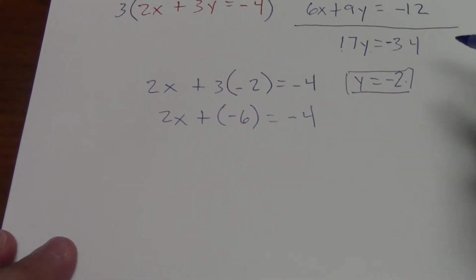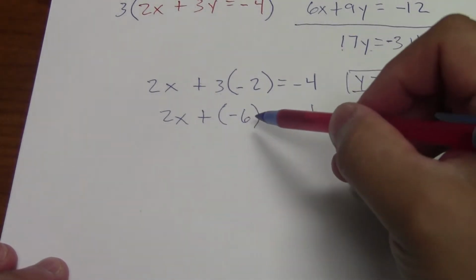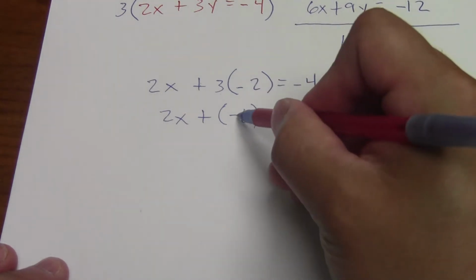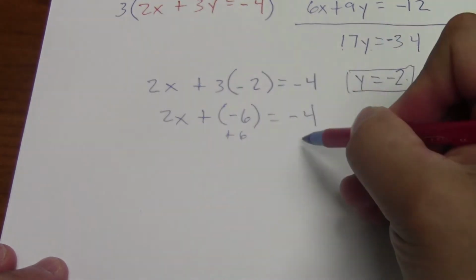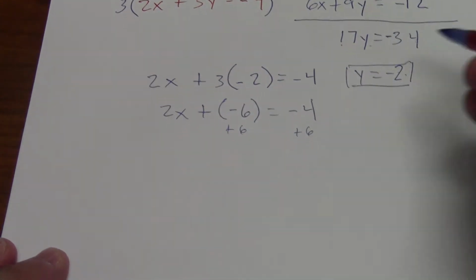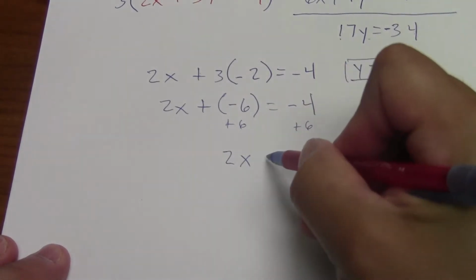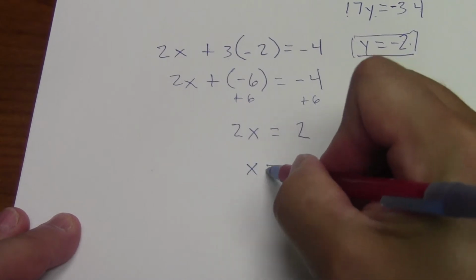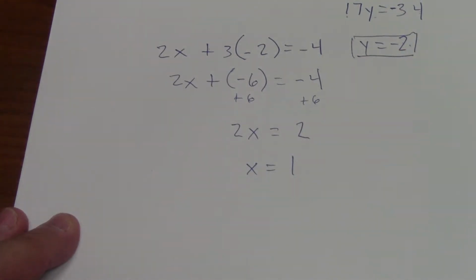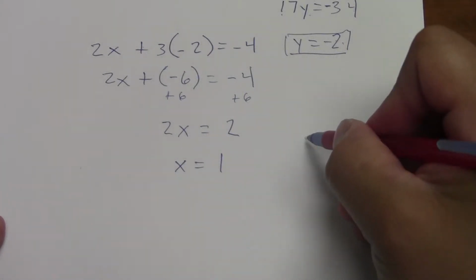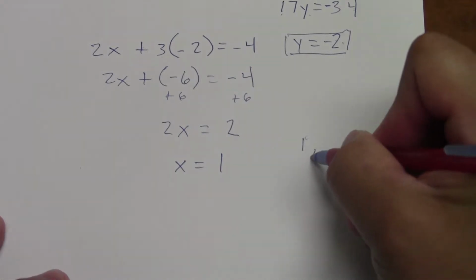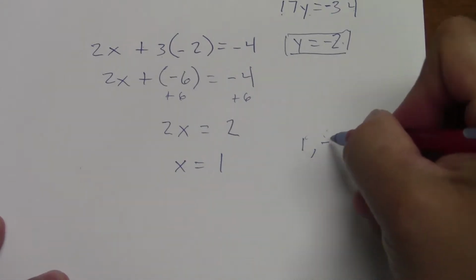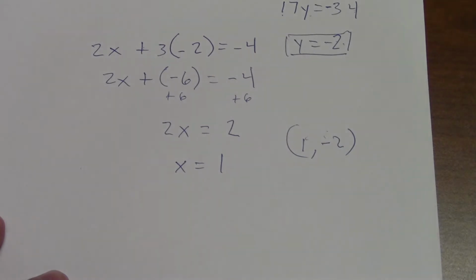All right. I want to get rid of numbers on this side of the equal sign. So there's a negative there. I've got to add a 6, and I've got to add a 6 here. 2x equals 2. X equals 1. And then we just put it in its format again. So x is first, so 1, comma, y second, minus 2. That's your answer.